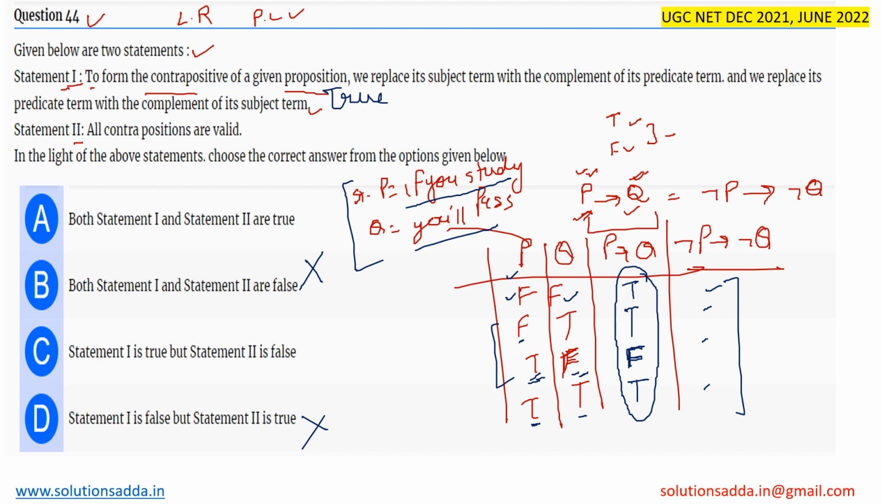Now the next statement: all contrapositions are valid. No, there may be both invalid and valid ones. There are not only valid conditions here, there are invalid conditions as well. So this statement seems to be false. So the correct option for this question will be option C, which is: statement 1 is true and statement 2 is false.